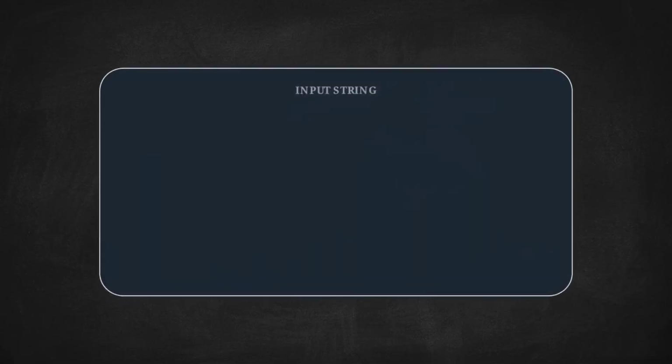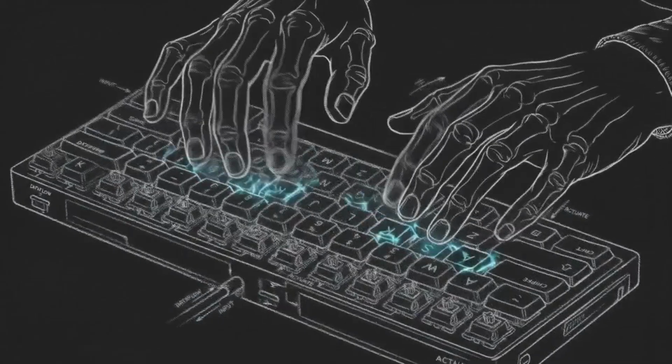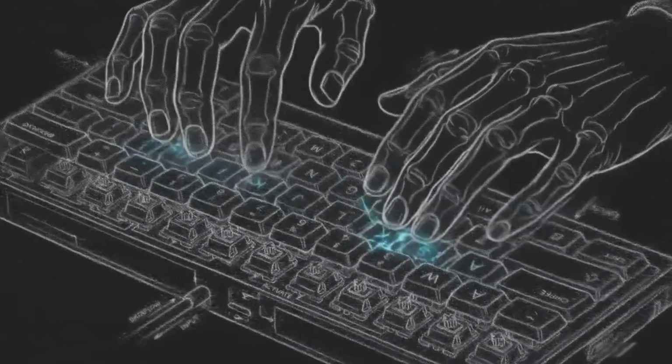But a compiler operates without context. If you feed it a simple mathematical string like a plus b times c, humans assume multiplication happens first. The compiler doesn't have that intuition. It follows the literal rules of the grammar it is given, regardless of mathematical convention.